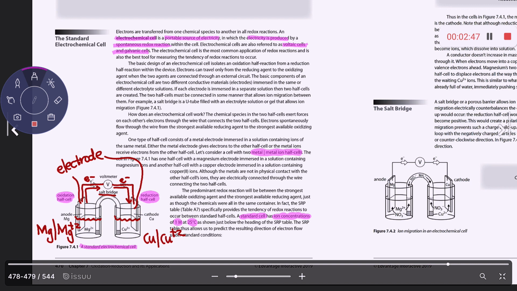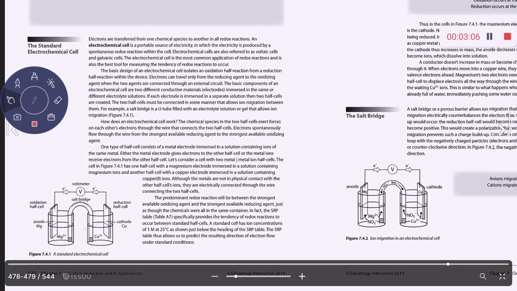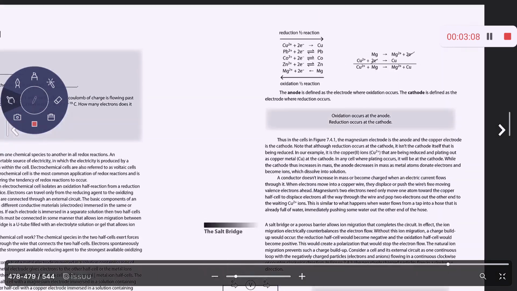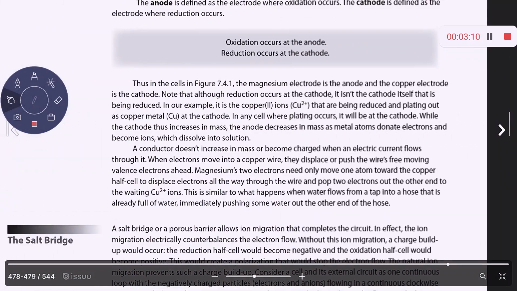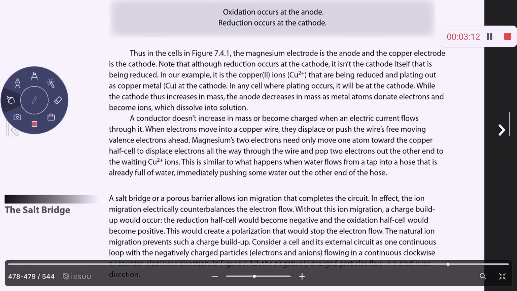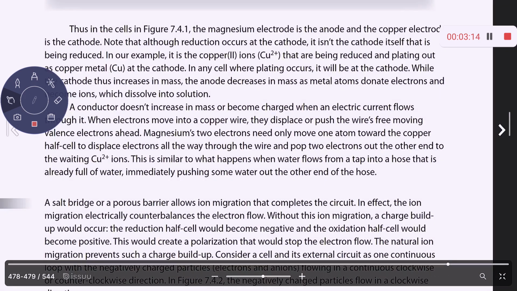On the next page, they give you the definitions for anode and cathode. They did label the anode and the cathode here. Okay? So the anode is where oxidation occurs. The cathode is where reduction occurs. Okay. Now, on the next page, they also tell us about where we may have plating. So let's look at that.